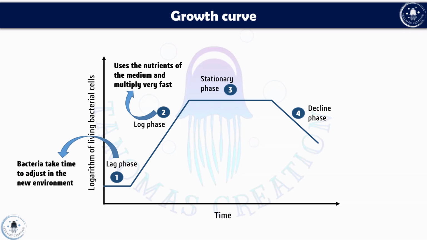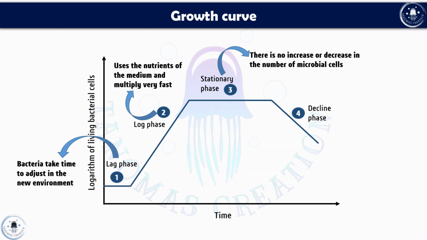Log phase is that the bacteria are using the nutrients of the medium and they are multiplying very fast. So in the log phase, the multiplication, as you can see, is increasing exponentially. That means the bacteria are continuously using the nutrients of the media that you have given, and they are multiplying very fast. Now in the stationary phase, there is no increase or decrease in the number of microbial cells. Here you can see this is going in a straight horizontal line, so there is no increase or decrease in the number of microbial cells.